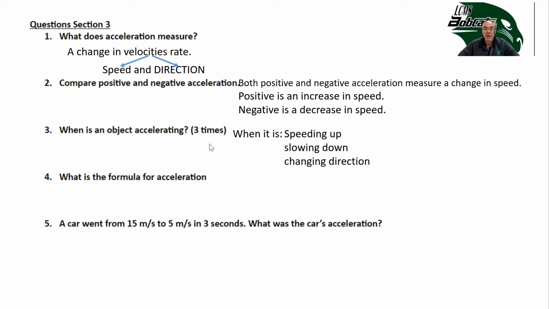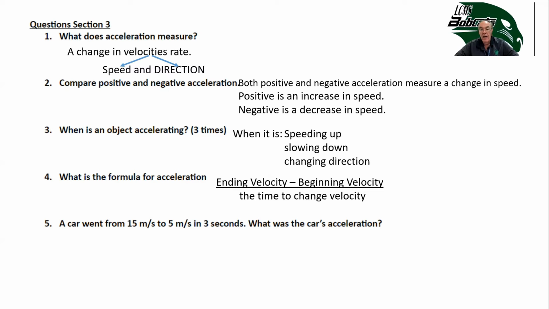When is an object accelerating? When it is speeding up, when it is slowing down, or when it is changing direction. Speeding up, positive acceleration; slowing down, negative acceleration, and changing direction. What's the formula for calculating acceleration? It's the ending velocity minus the beginning velocity divided by the time to change the velocity. Now, again, it's a general concept. If you have to calculate the change in anything, it's always the ending minus the beginning.